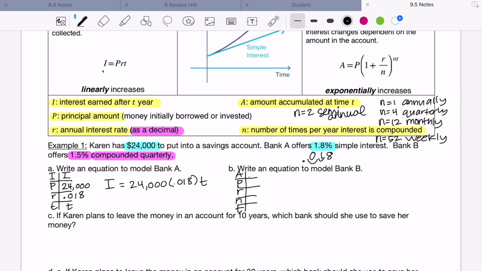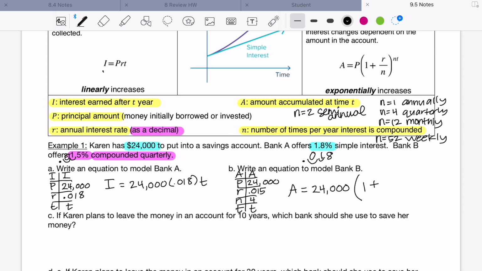So we're trying to write an equation, so that's going to be A, and we're going to leave T as T, and then P for this, the same amount that she starts with, is $24,000. This rate is 1.5%, so we need to be very careful. We're going to move that decimal place over once, twice, so that's going to be 0.015. And then because it's compounded quarterly, quarterly is 4 times a year, so then I plug that in. So now we're going to just plug into our equation.